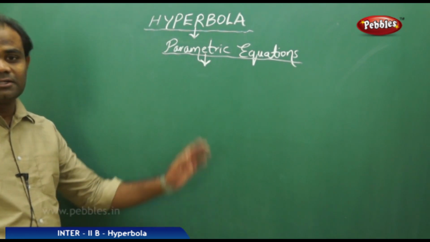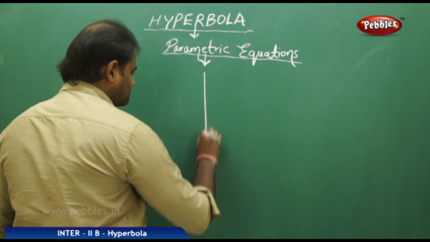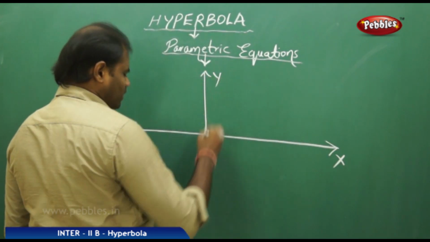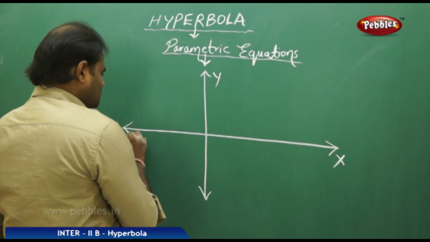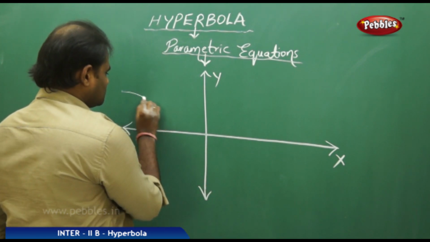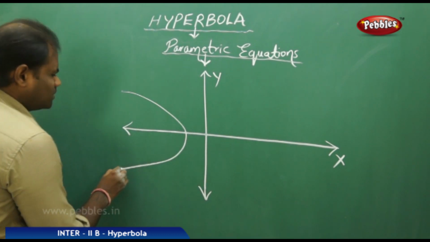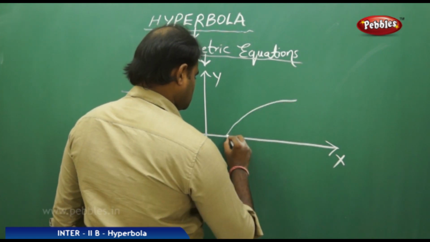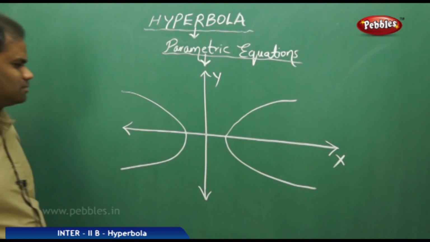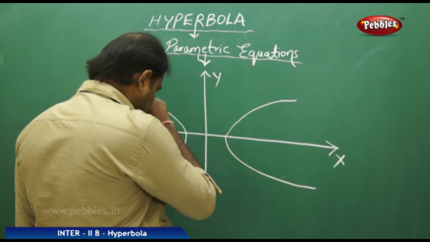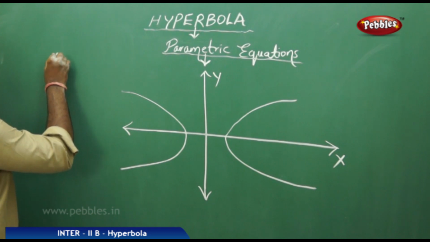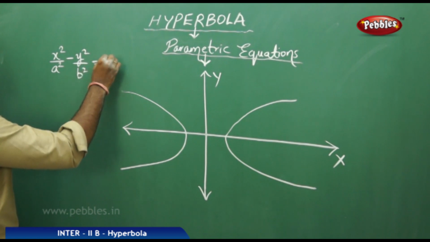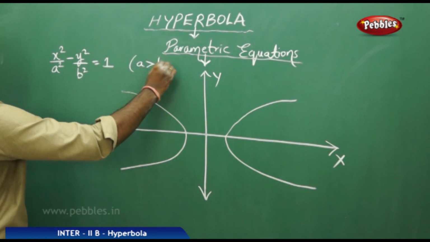So here I take the standard form of hyperbola, with the x-axis and y-axis, and then I get the hyperbola like this. Now for this, the equation of this hyperbola is given by x squared by a squared minus y squared by b squared equals 1 with a greater than b.